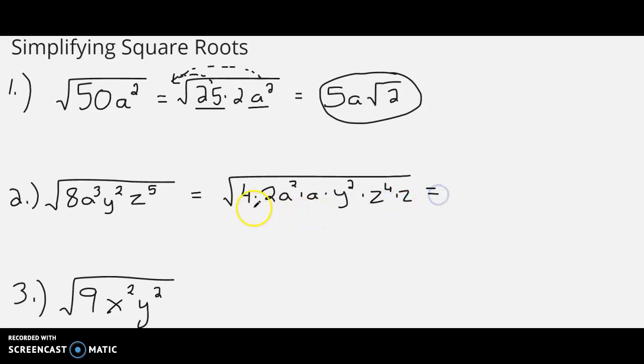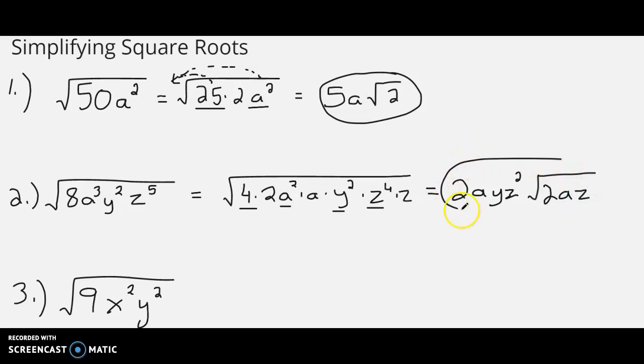Alright, and here's the things I can take the square root of: 4, a squared, y squared, and z to the fourth. And what we get is 2ayz squared. So when you take the square root of each of those underlined items, that's what you get. Inside the radical, we're just left with a 2, an a, and a z. And that's our simplified answer there.